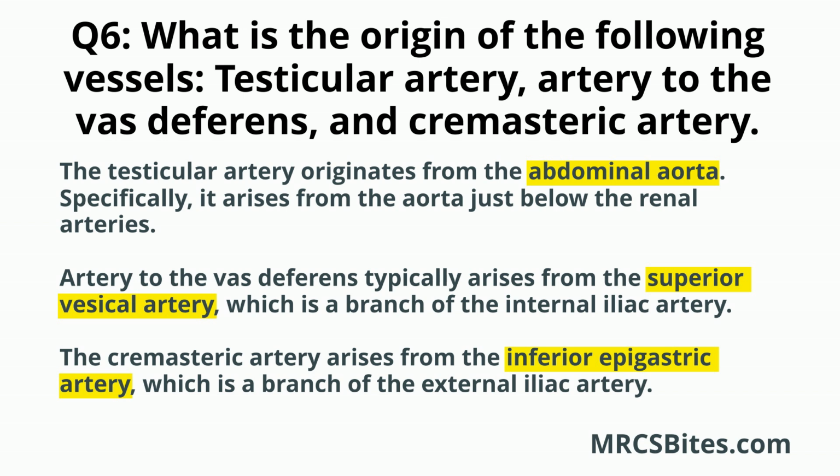Artery to the vas deferens typically arises from the superior vesical artery, which is a branch of the internal iliac artery. The cremasteric artery arises from the inferior epigastric artery, which is a branch of the external iliac artery.